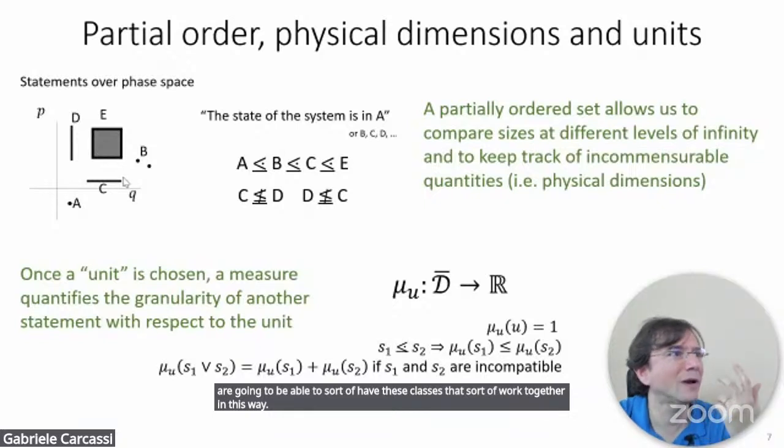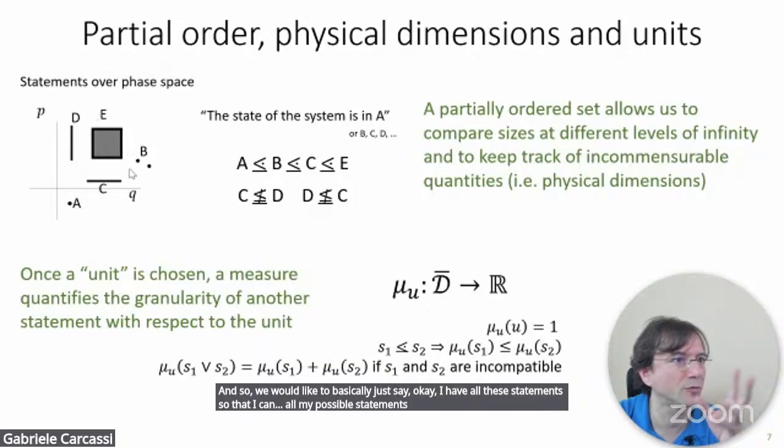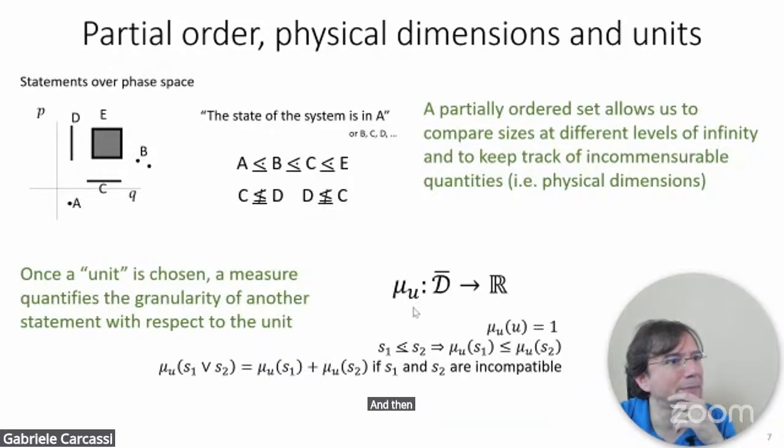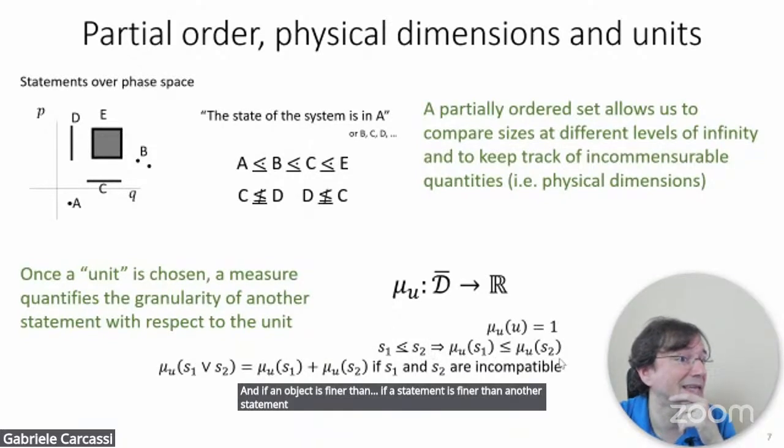And so we would like to basically say, okay, I have all these statements, all my possible statements on position and momentum that correspond to some idealized test procedure. And then you want to be able to choose a unit. I say, A is my unit or C is my unit and so on. And then you want to be able to find a measure on all the other statements that tells me that, of course, the measure of the unit is 1. And if a statement is finer than another statement, then the measure is less.